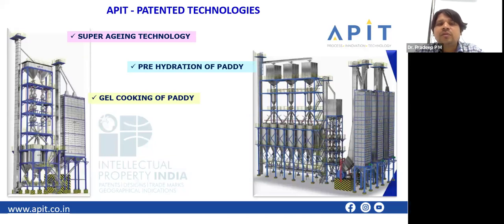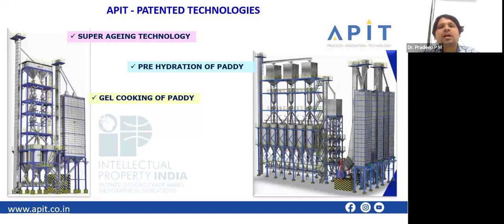That means instead of doing it in batches, we can go for a continuous process. So for example, 50 tons per day, or 10 tons per batch, or 10 tons per hour. So we can scale down to the hours. That is the major specialty of the process.